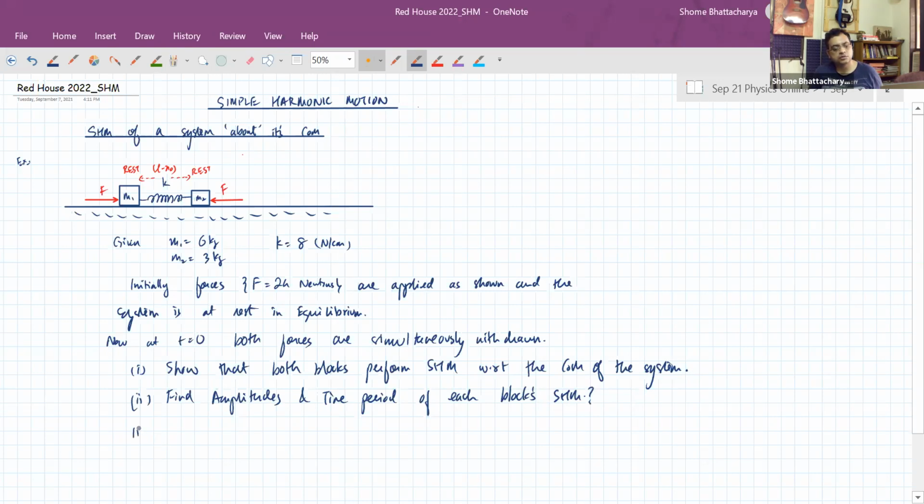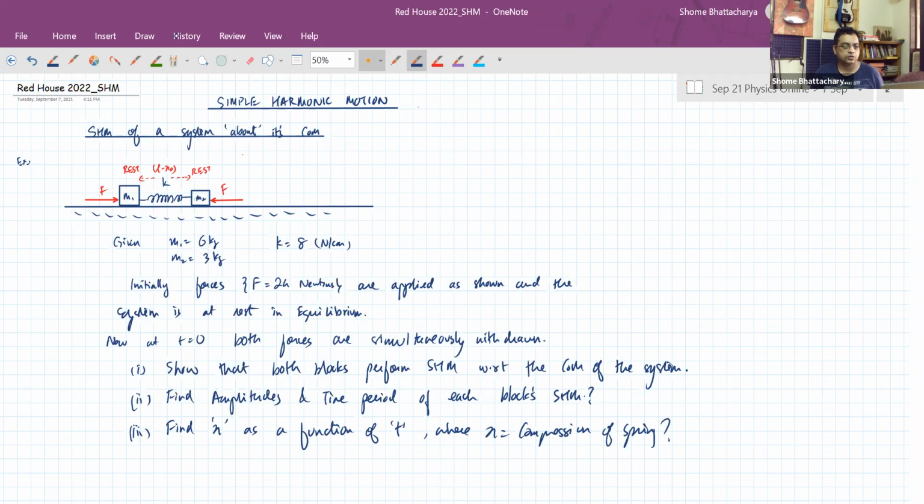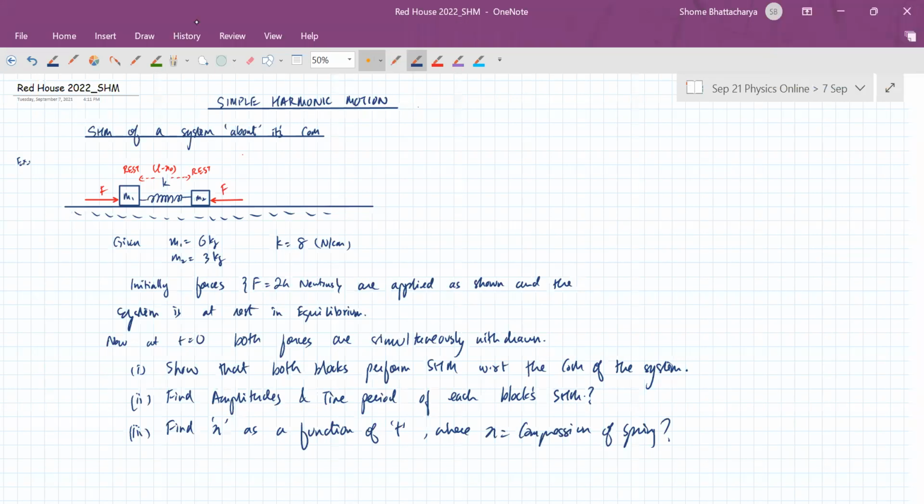Then what we'll do is we'll find x as a function of time, where x is the compression of the spring. So let's get started with this question.